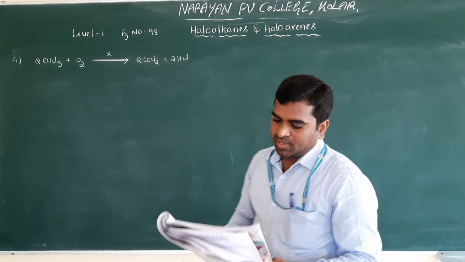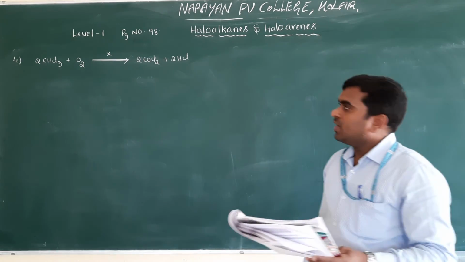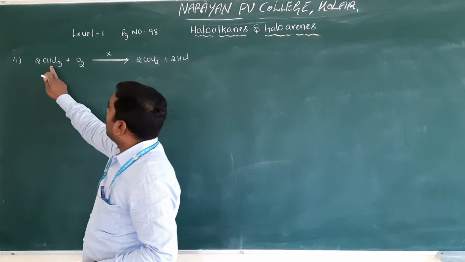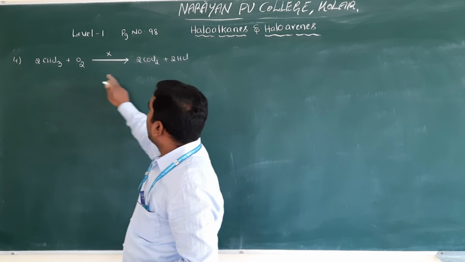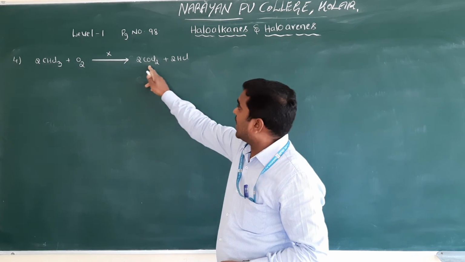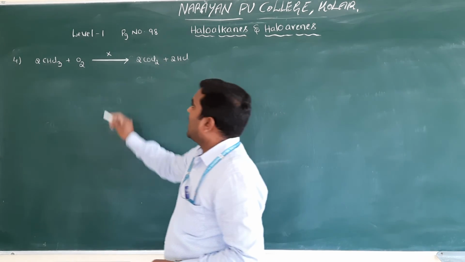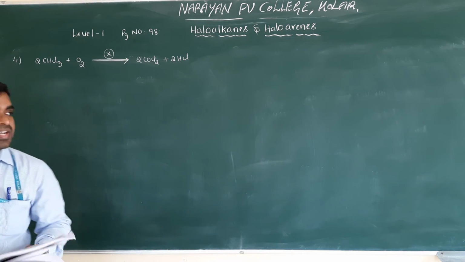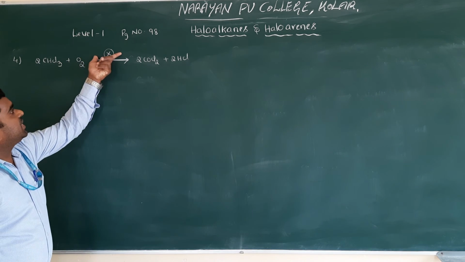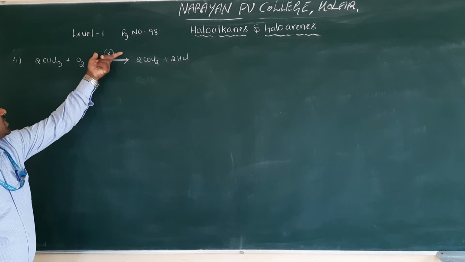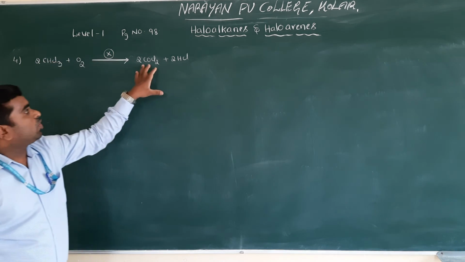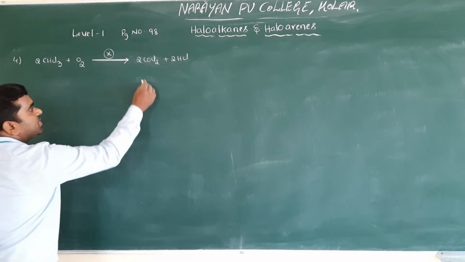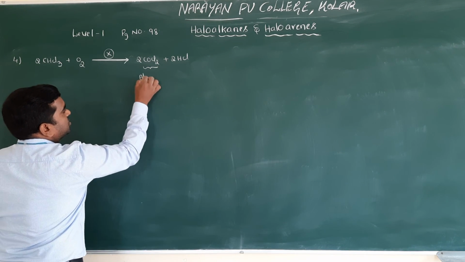Next one is question number 4. See, they have given here chloroform and oxygen, and you will get COCl2 plus 2HCl, and they have given X on the arrow, meaning you have to write the conditions. On which condition will chloroform be converted into phosgene? What is the name of this compound here? Phosgene.